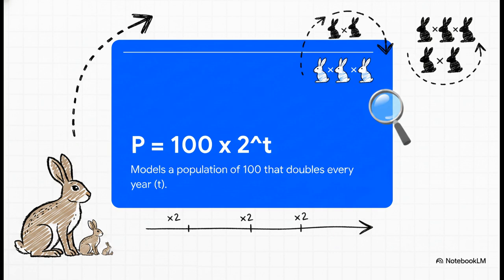The p is our final population. The 100, that's our starting point. The 2 is our multiplier because, well, they're doubling. And that little t hanging out up there, that's our exponent representing time in years. Each year that passes, boom, we multiply by 2 again. It's growth by multiplication over time, wrapped up beautifully in one simple line.